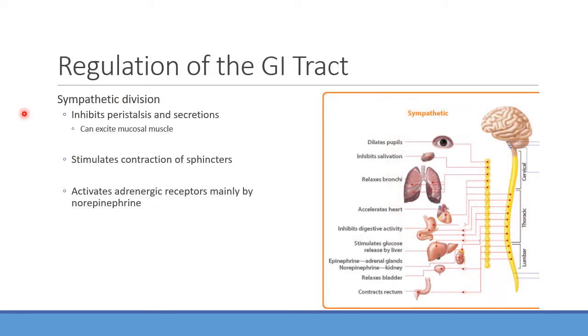Okay, looking at the sympathetic division, you're going to find that this typically is going to try to inhibit peristalsis and inhibit secretions coming from the GI tract. You may find that it can actually excite some of the mucosal muscle, but generally it's going to be decreasing activity here. It's also going to stimulate contraction of some of the sphincters, right? So by contracting sphincters from one area of the GI tract to another, what does that do? It impedes flow, right? Just like if I were to contract the lower esophageal sphincter, that prevents food from going where to where? Esophagus to the stomach. Good. So it goes back to your anatomy stuff.